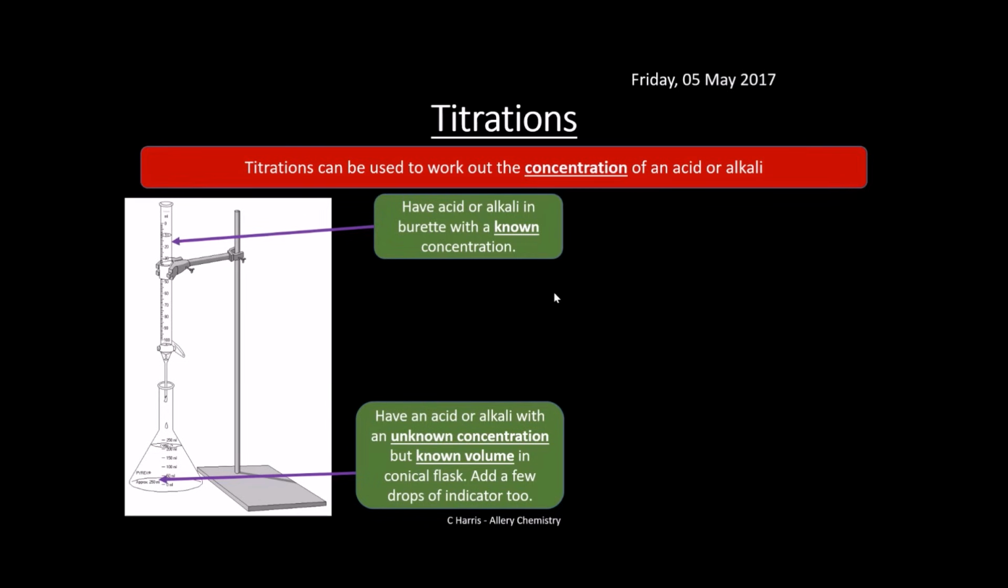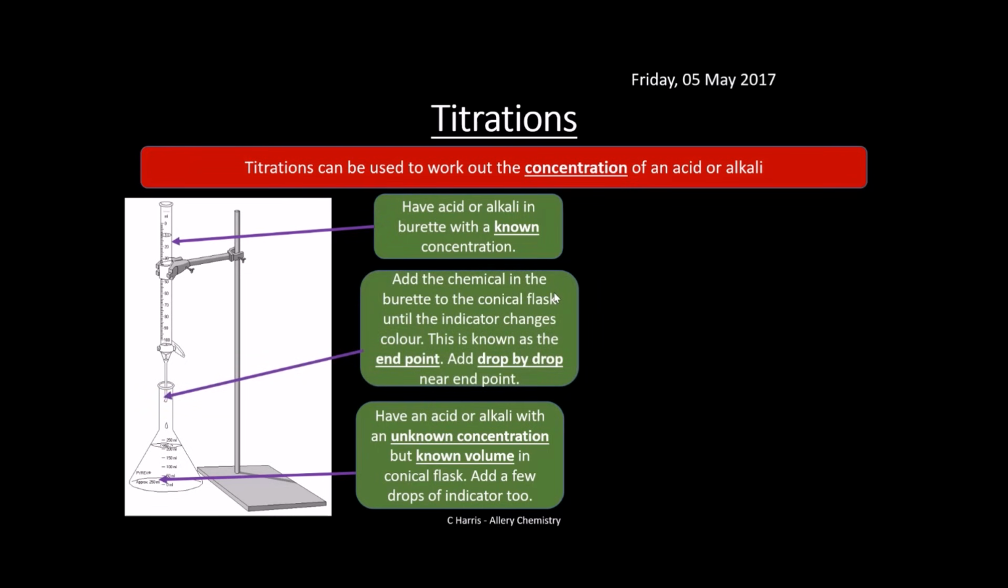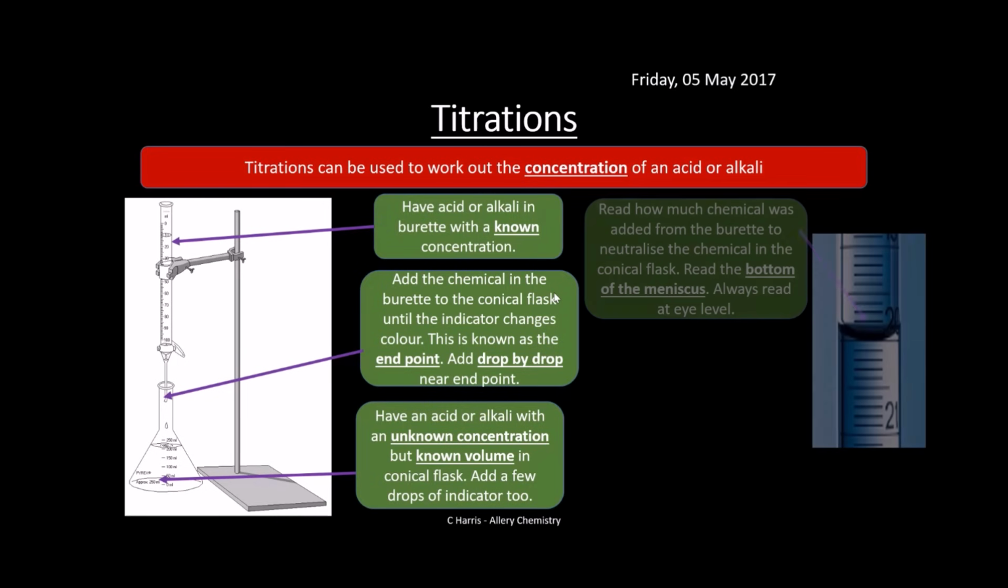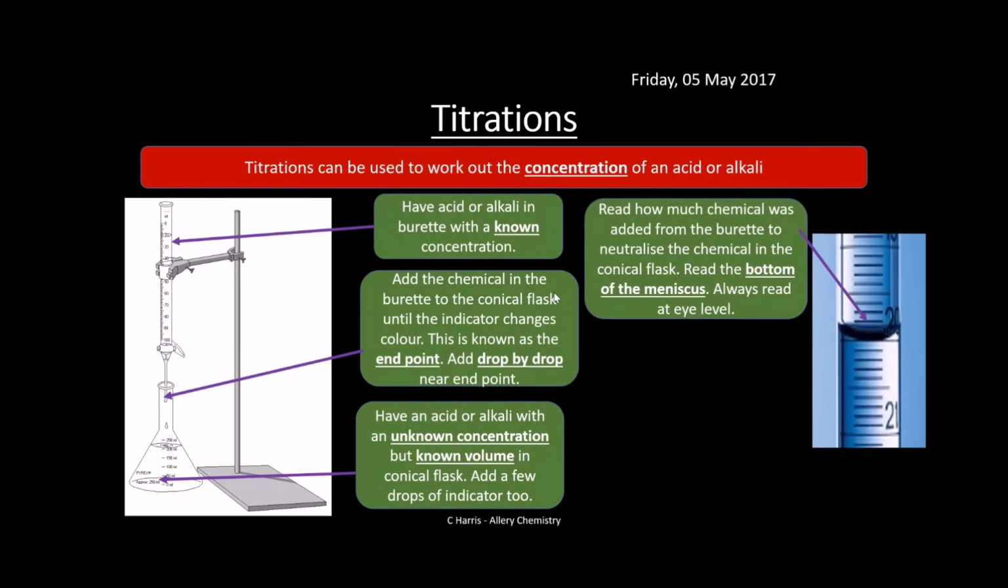We're going to add an indicator in there so we can detect the end point of our titration. So we add the chemical from the burette into the conical flask until the indicator changes colour. This is known as the endpoint. And we've got to add it drop by drop near the endpoint. We don't want to miss the endpoint. It's very, very subtle. Only one drop can make a massive difference.